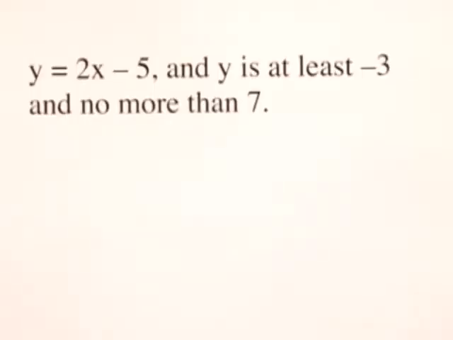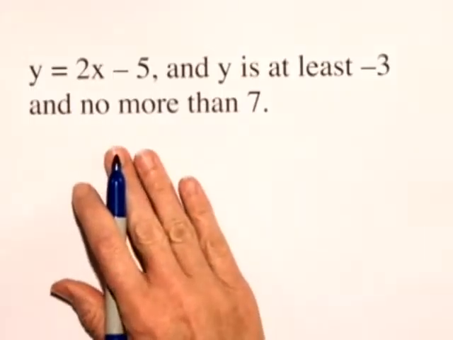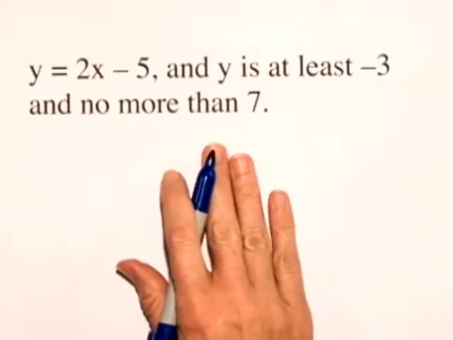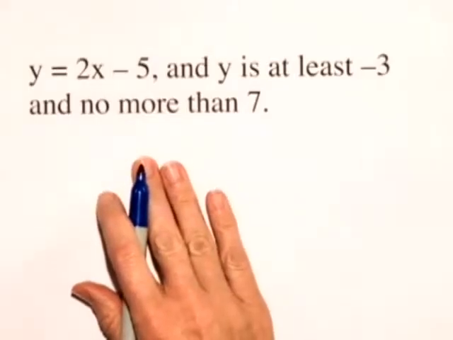For the next problem, we're given some initial conditions, and we want to use interval notation to represent x satisfying the initial conditions. So we have y is equal to 2x minus 5, and y is at least negative 3 and no more than 7.